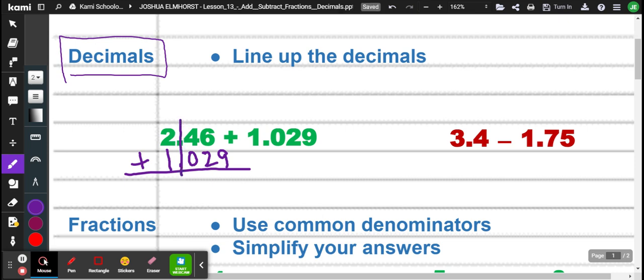Line up your decimal place values. So you're going to bring your decimal down into your answer. Fill in zeros for place value that does not have them. And then we're just going to add. So 9 plus 0 is 9. 6 plus 2 is 8. 4 plus 0 is 4. 2 plus 1 is going to be 3. So we should be good on the first one there. Just focus on lining up your decimal place values, then adding from there.